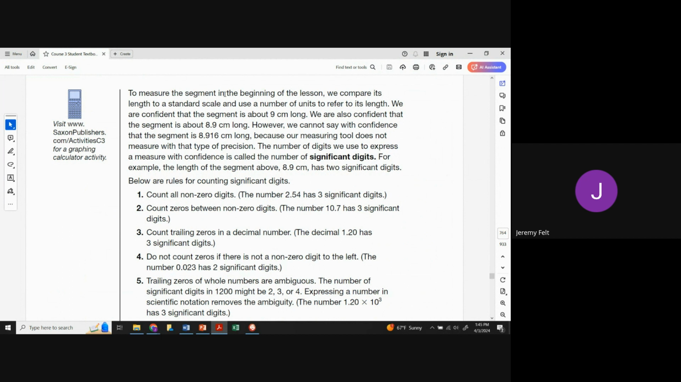So to measure the segment at the beginning of the lessons, we compare it to the length of a standard scale. We are confident that the segment is about 9 centimeters. We also know that the segment is about 8.9. However, we cannot say with confidence the segment is 8.916 centimeters long. So again, our tick mark is at 8 centimeters, 9 millimeters, or 8.9 centimeters. And then 9 centimeters, we know it's right around there, but we can't say, because there are no internal tick marks between the millimeters, to say that it's 8.916, because it doesn't get that precise.